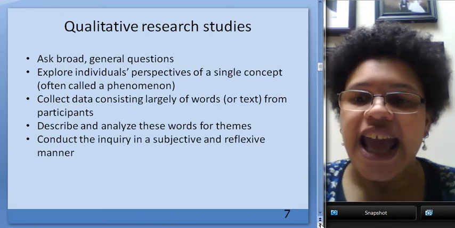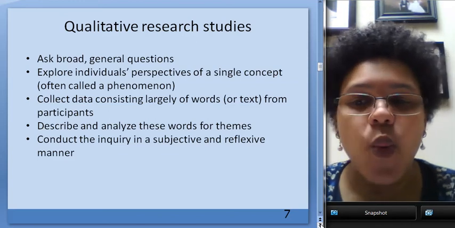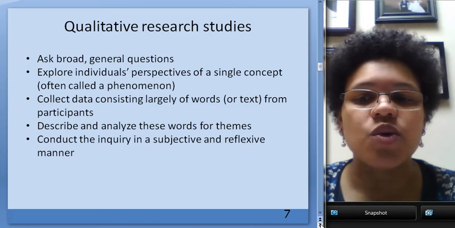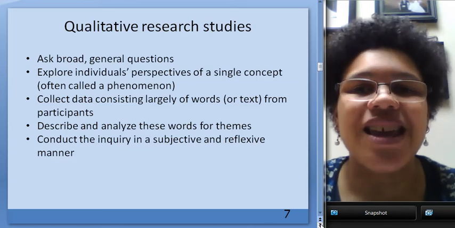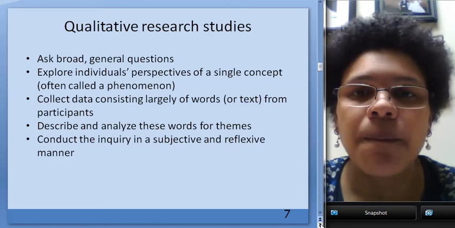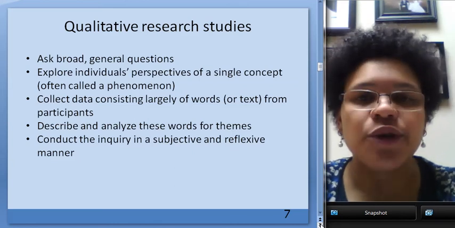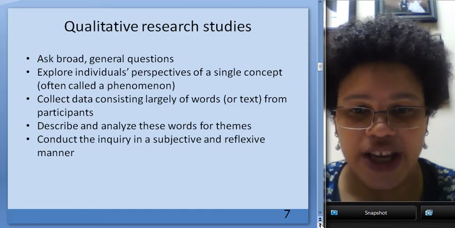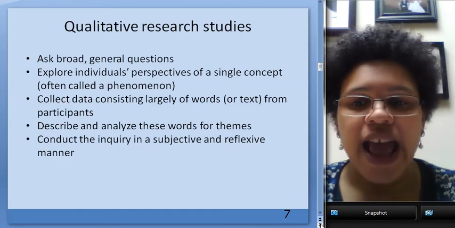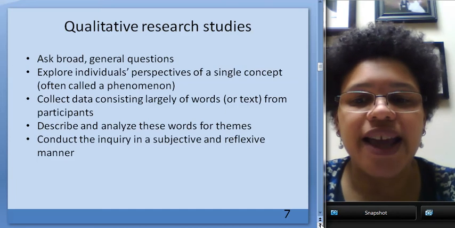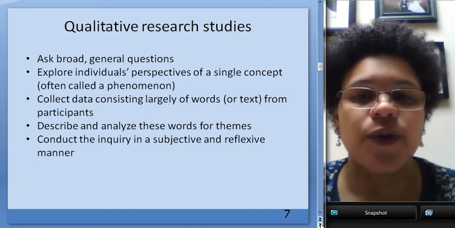Okay. And the words or images are described or analyzed in search of themes. What are we learning from these individual interpretations of their own situation, their own world? What themes are we learning? And the inquiry is conducted in a subjective and reflexive manner.